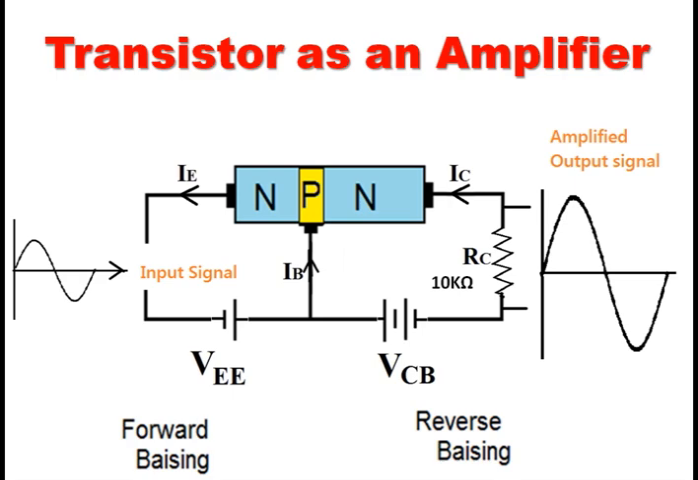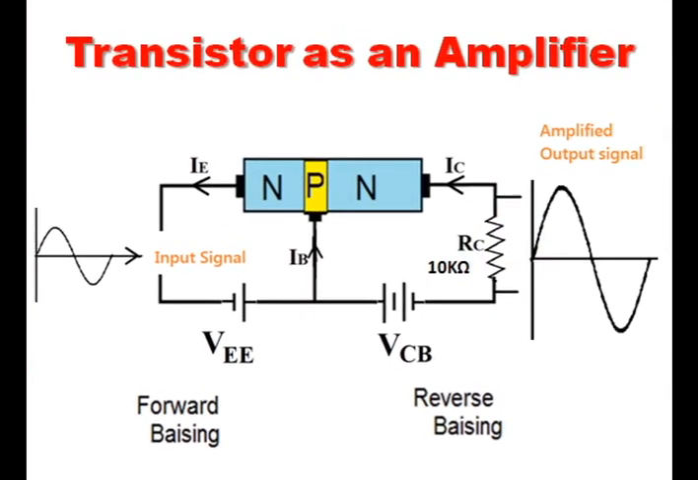In the collector circuit a load resistance RC, of a very high value, is connected. This resistance RC, say it is 10 kilo ohm, is connected at the output. It is a very high resistance. When collector current flows through such a high resistance, it produces a large voltage drop.